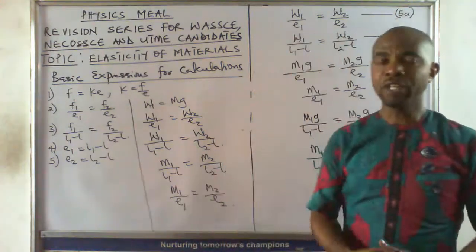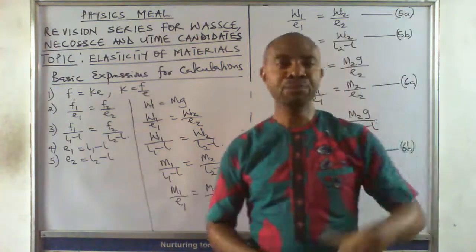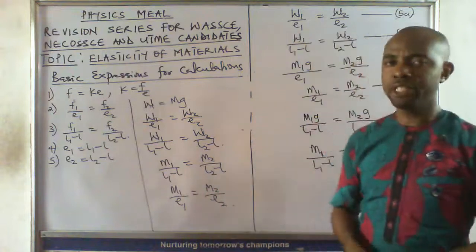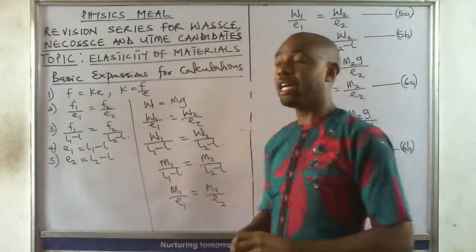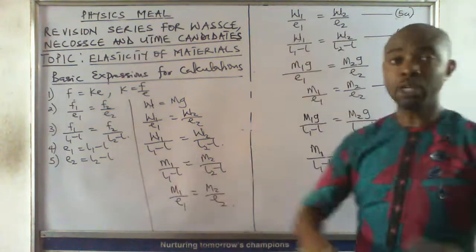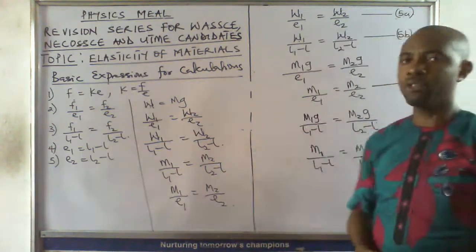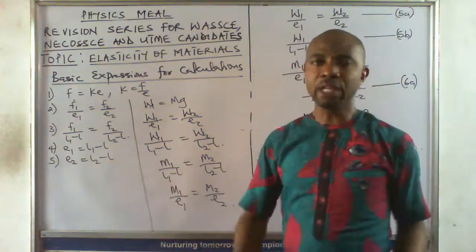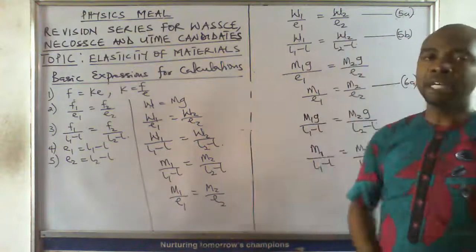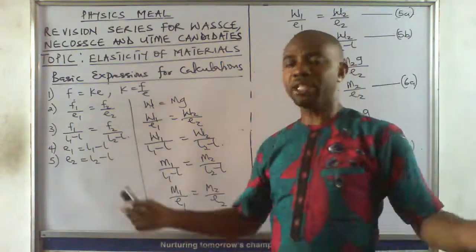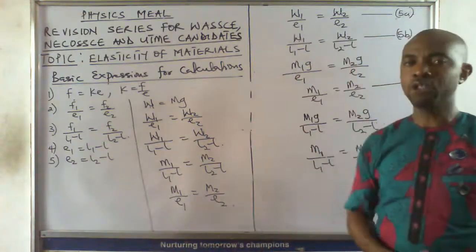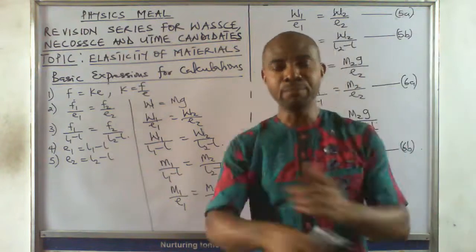You can just tell your father that F is equal to KE, where F is the force producing the extension, E is the extension, and K is the force constant. You can also tell your father that F1 over E1 is equal to F2 over E2. You can greet your mother good morning by telling her that F1 over L1 minus L is equal to F2 over L2 minus L. Don't mind me.